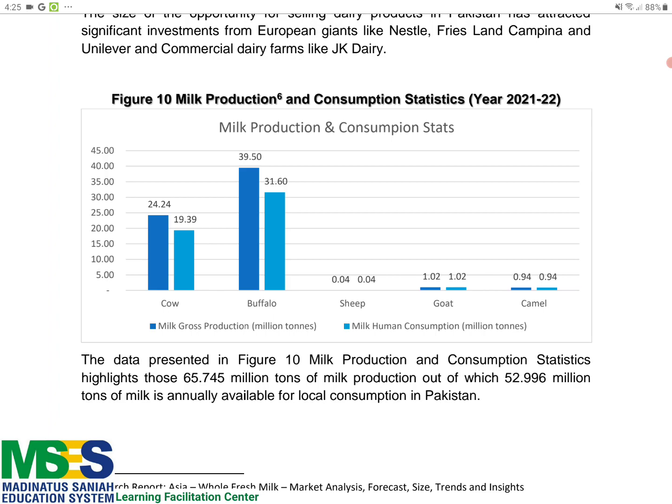Why? Because it is rich in cream. Cow milk has low fat content. We Pakistanis like our fat. We like to eat fat, we like to drink fat, we like to be fat. Yeah, of course.